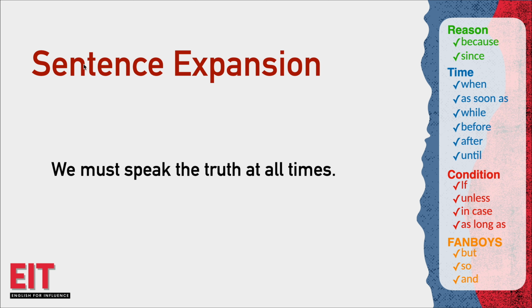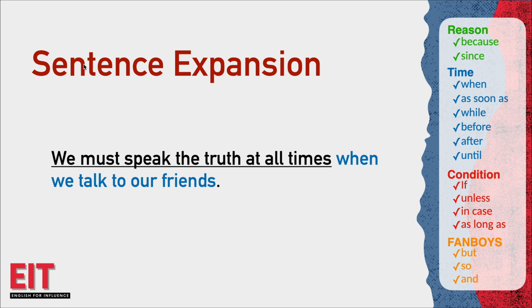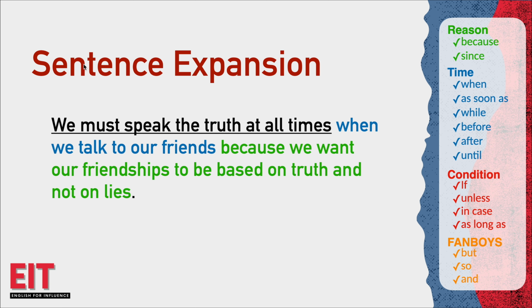Okay, let's start with a time reference so that we can provide some context for our sentence. We must speak the truth at all times when we talk to our friends. So we've just added a when clause and we put it in the last part of the sentence. Okay, now let's try adding a reason. Why must we speak the truth at all times? Because we want our friendships to be based on truth and not on lies. So our sentence becomes like this: we must speak the truth at all times when we talk to our friends because we want our friendships to be based on truth and not on lies.